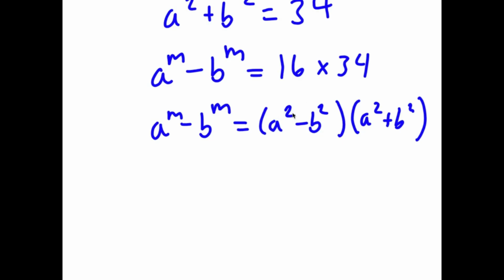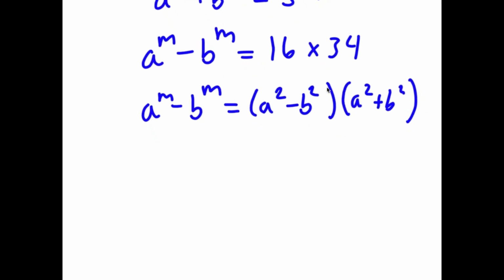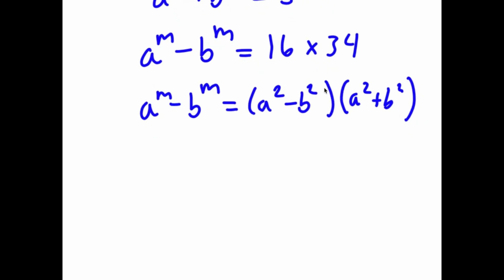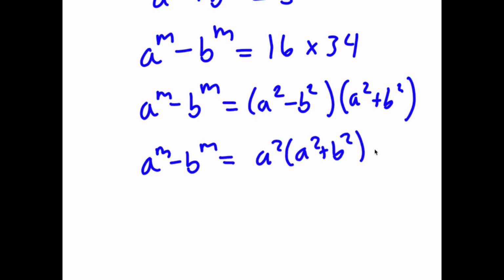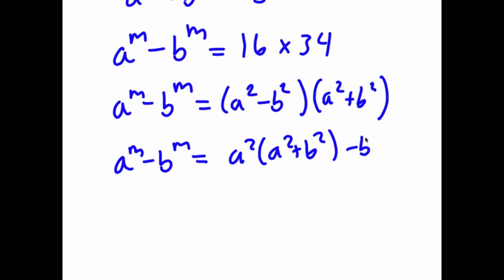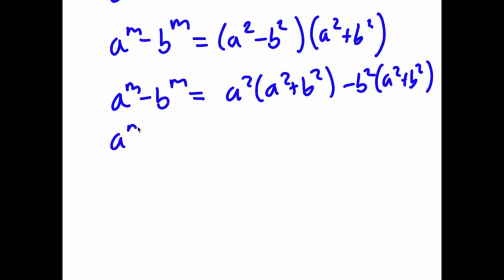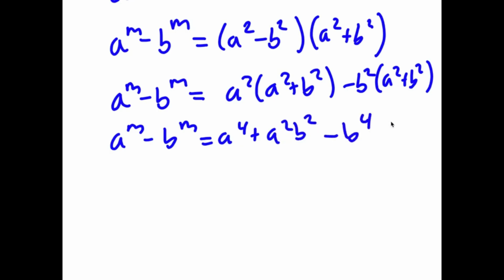So now from here, if I factor out a squared plus b squared, I get a to the power of m minus b to the power of m is equal to a squared times a squared plus b squared minus b squared times a squared plus b squared. And this is the same thing as a to the power of 4 plus a squared b squared minus b to the power of 4 minus a squared b squared.